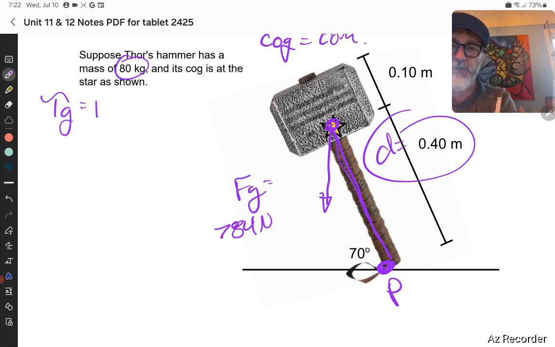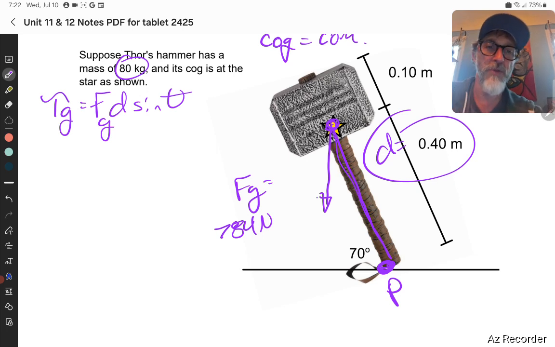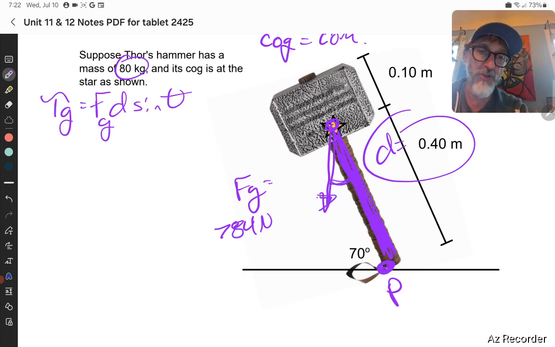So remember, torque is force times distance times sine of theta. So for us, force of gravity times distance times sine of theta, where theta is the angle between the force and the lever arm. So the handle essentially is my lever arm. Here's my force. So the angle I want is actually this one. So if this is 70 degrees, that means this must be 20 degrees.